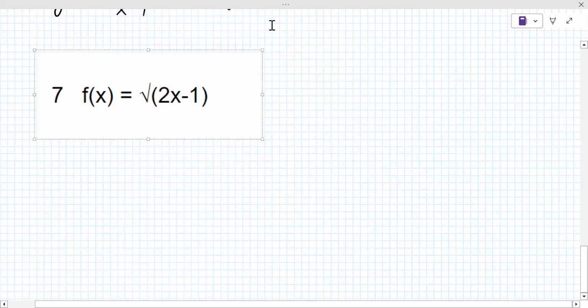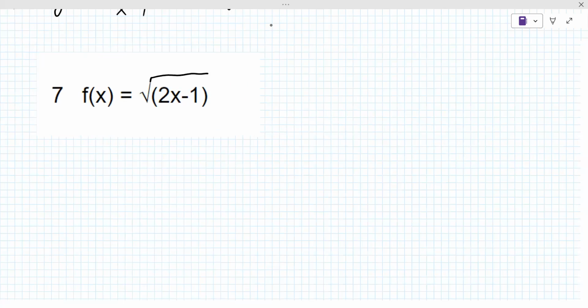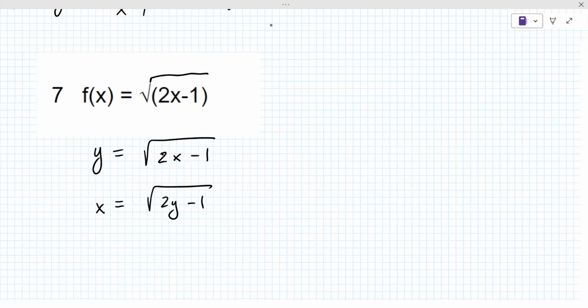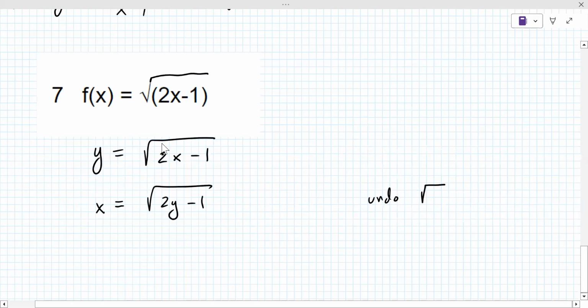All right, so the square root didn't quite make it in the problem there, but you can see f of x equals square root of 2x minus 1. Start by writing y instead of f of x, and then switching x and y. First question for you of the day here. How do you undo the square root?